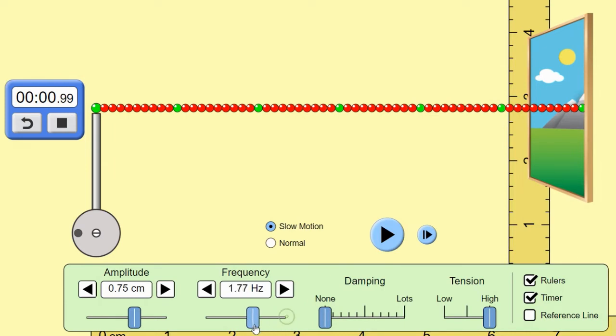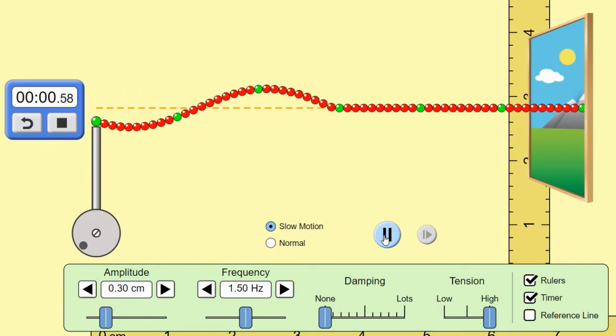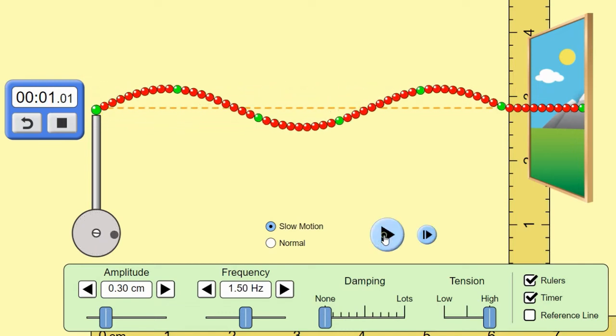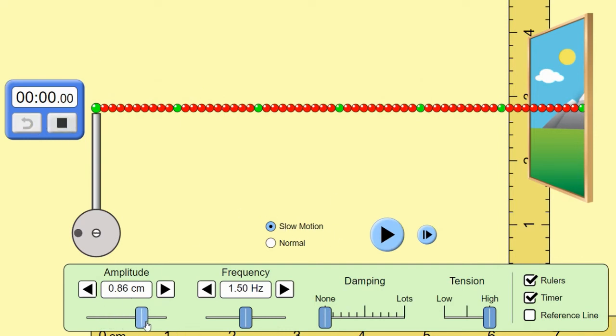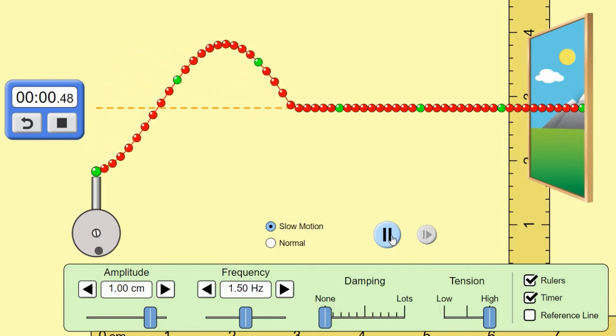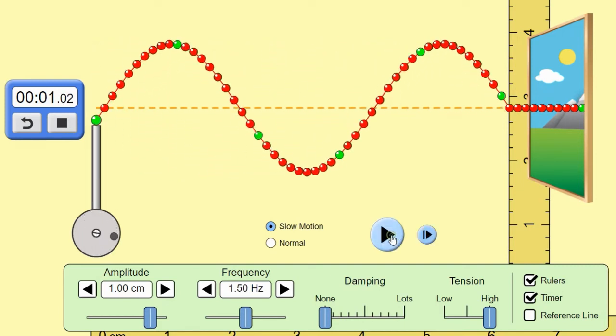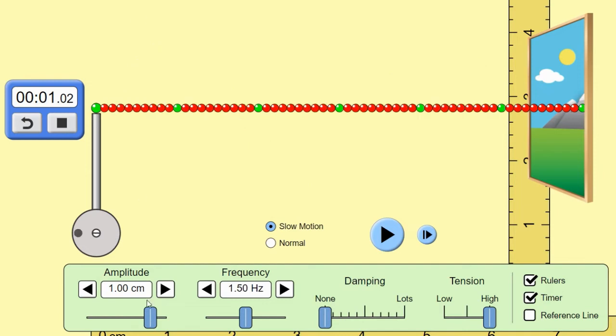We'll put frequency back to 1.5, and we'll try some different amplitudes. 0.3 centimeters, a fairly short wave. At just over 1 second, you can see it's traveled that far. So it's still traveling the same distance. Let's increase the amplitude to 1 centimeter. And in one second again, same distance. So it's still traveling at the same speed. Let's bump the amplitude all the way up.